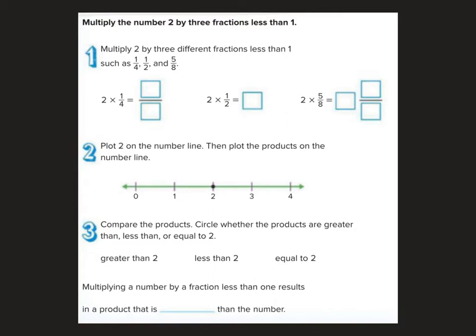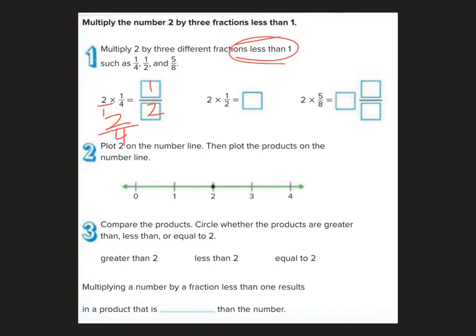Okay, so 2 times 1/4. Now we're multiplying by fractions that are less than 1. If I take 2 times 1/4, I'm going to go 2 times 1 is 2, 1 times 4 is 4. 2/4 is the same as 1/2. So if I multiplied 2 times 1/4, I got a half.